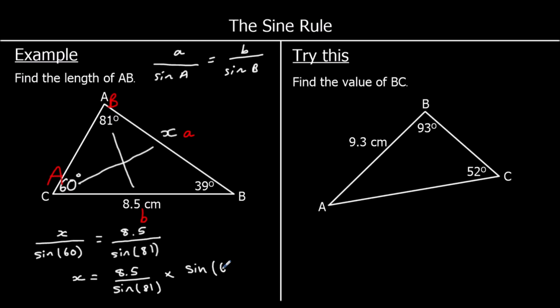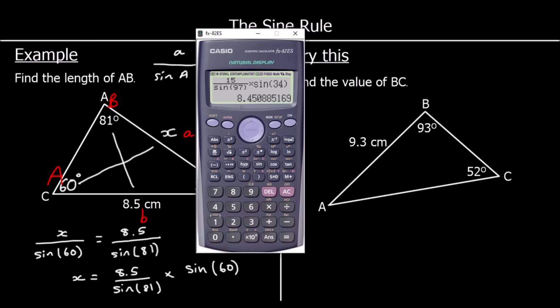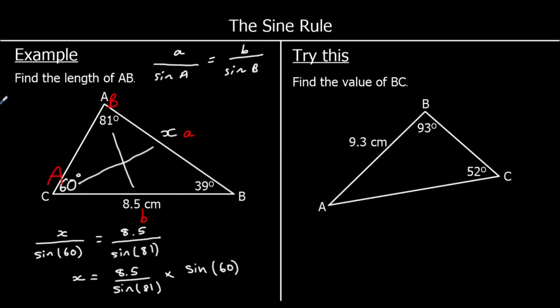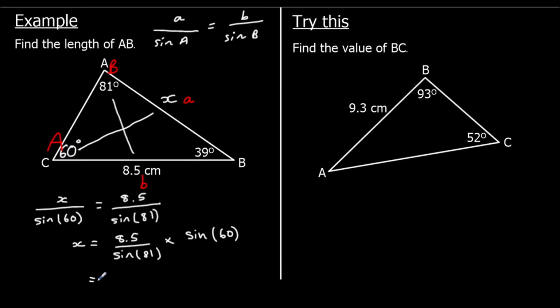And we just type this into the calculator to get our answer. So 8.5 over sine 81 times sine 60. And 2 decimal places again, I've got 7.45. Still centimeters to 2 decimal places.